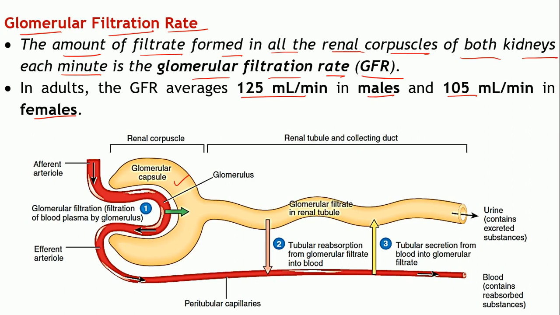It may vary, it will not remain exactly the same in all individuals or even in the same person at different times. It may vary a little bit. You will not find it exactly 125 ml per minute or exactly 105 ml per minute in females. But it should be roughly 125 ml per minute in males and 105 ml per minute in females. So that will tell you about the rate of filtration, with what speed the filtration is taking place in both the kidneys.